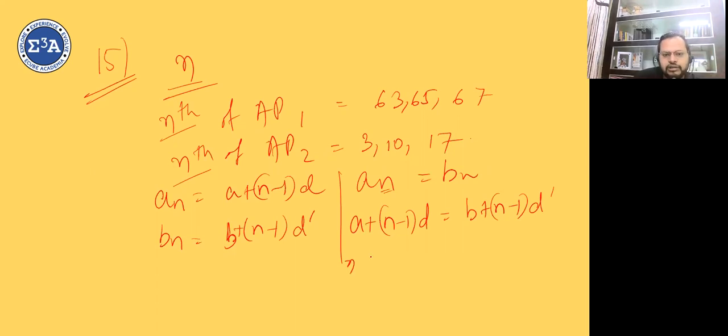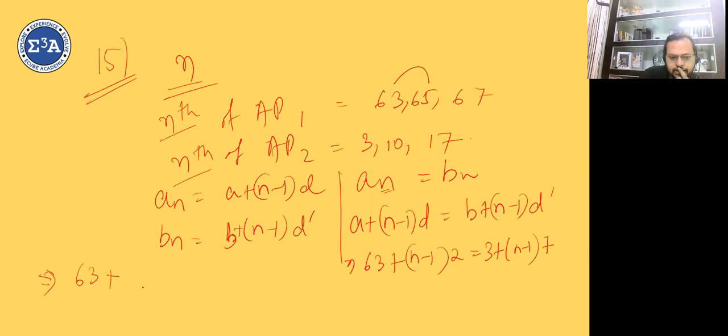A is what? 63. N we don't know. D is how much? 2, since 65 minus 63 is 2. B is how much? B is 3. N minus 1. D dash is how much? 10 minus 3 is 7. So now we will solve: 63 plus 2n minus 2 is equal to 3 plus 7n minus 7.